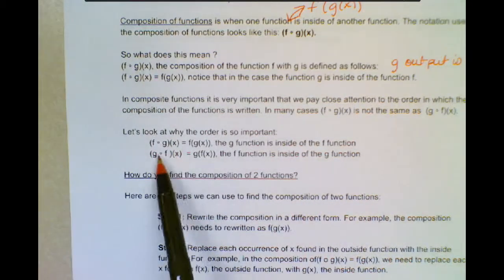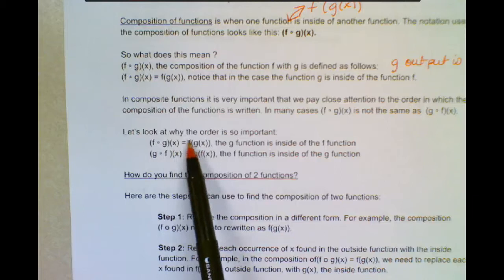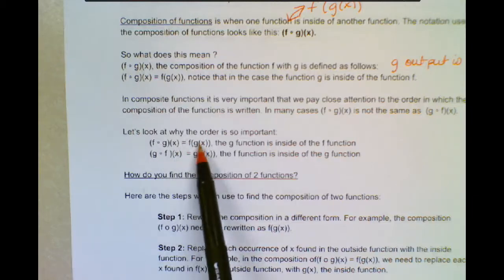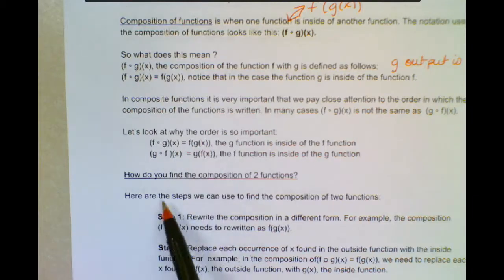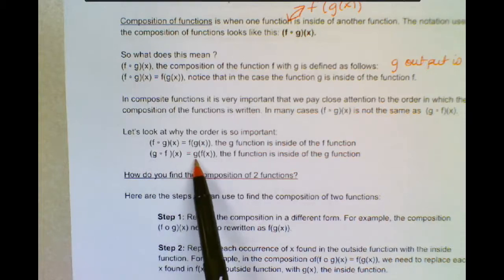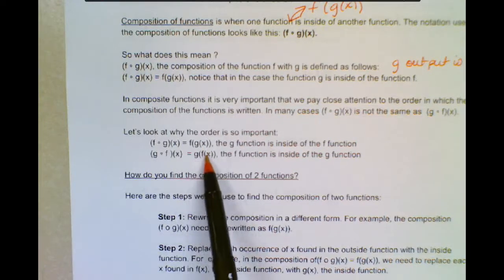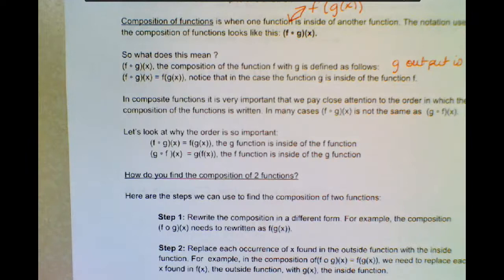So why is the order important? F of g of x means the function f is using the g of x quantity as its input. The reverse of that is if you have g of f of x, the g function is using the f output as its quantity for the input. Okay?